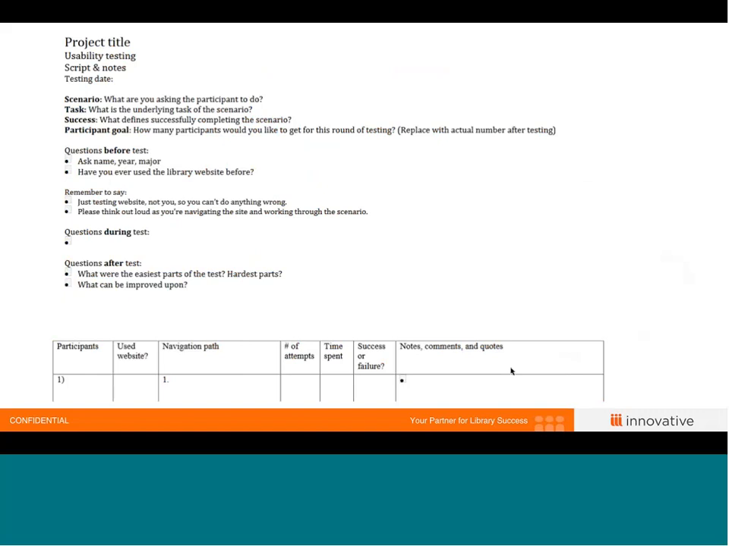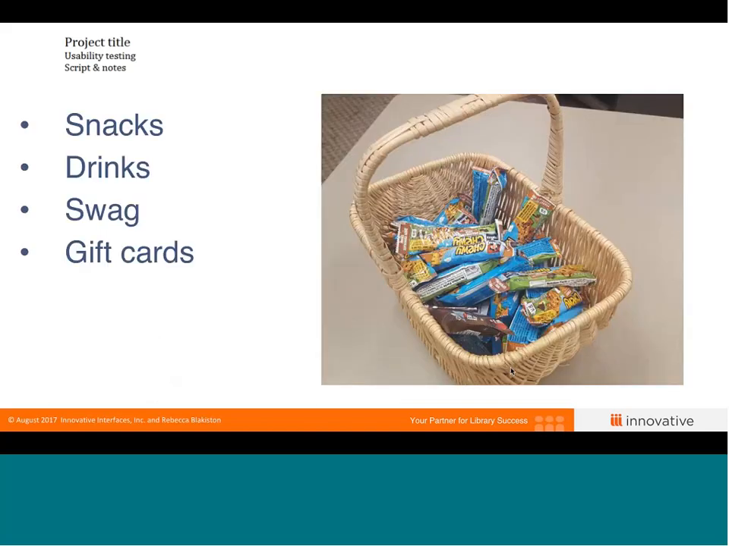Underneath we have a table where we track the person's name as a participant, how they use the website, and what the navigation path is. That's another core thing to capture in your notes. Then number of attempts, time spent, and whether they were ultimately successful or ultimately failed at completing the task. And then any quotes and comments in that last column. This has been a really helpful thing for us to reuse easily, and it's helped with training and with being more consistent in how we capture our notes.